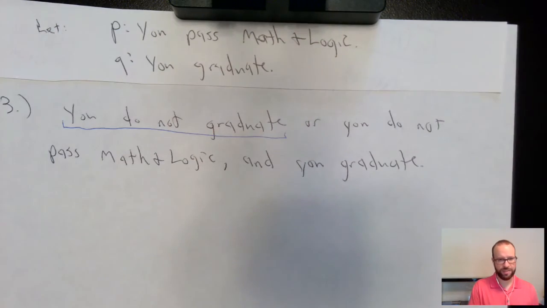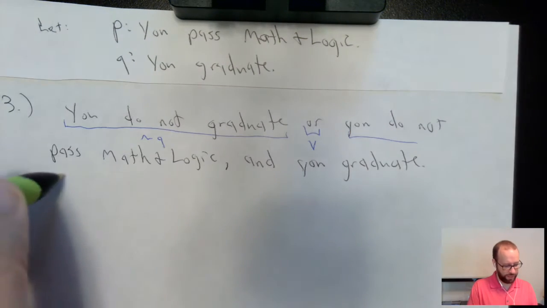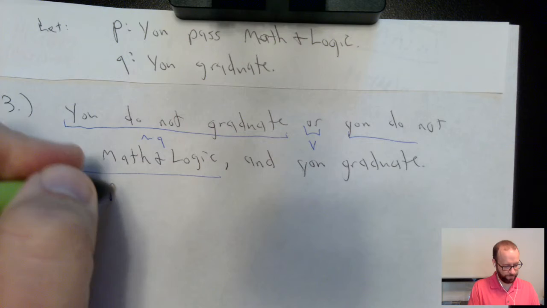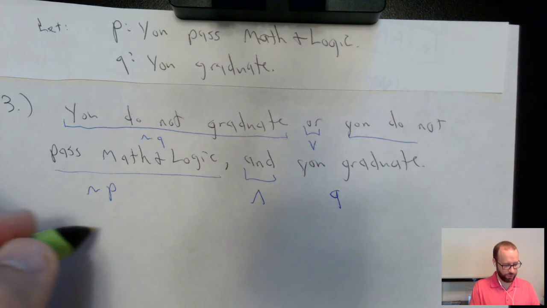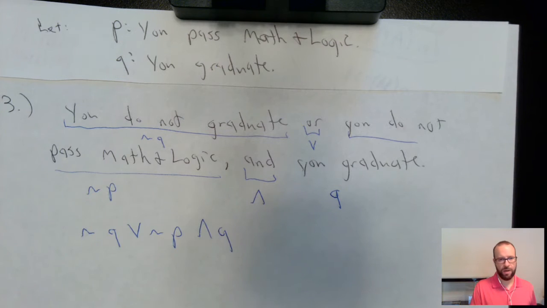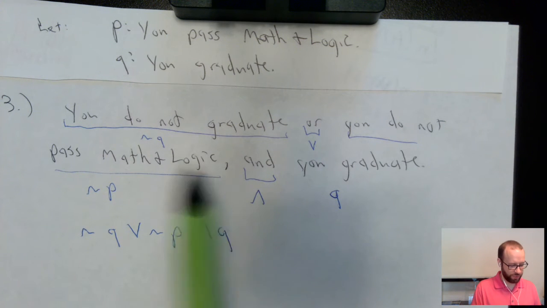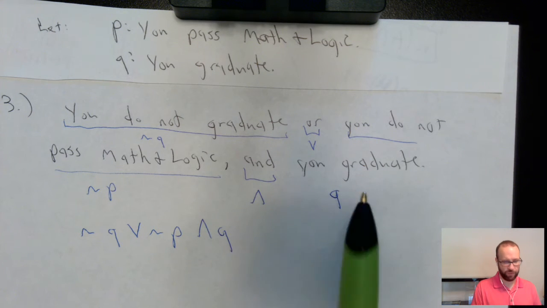So you do not graduate, it's definitely not Q. Here's an or. You do not pass math and logic, that should be not P. Here's an and. Okay, if you're doing this and you wrote two ors, be careful, right? We can have both of these together. So this one's and then you graduate is Q. So this should be something like not Q or not P and Q. But this comma is important. Okay, commas break up statements. Commas split them into parts. This comma is breaking this up into two parts. We have the you do not graduate or you do not pass math and logic, and the back part here, the and you graduate.